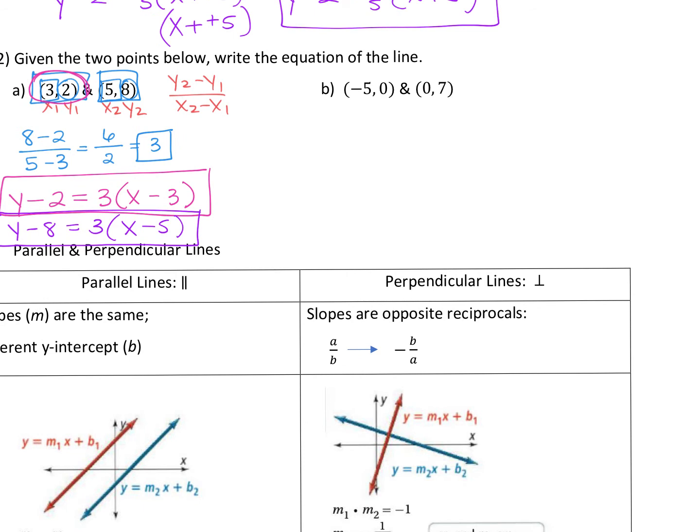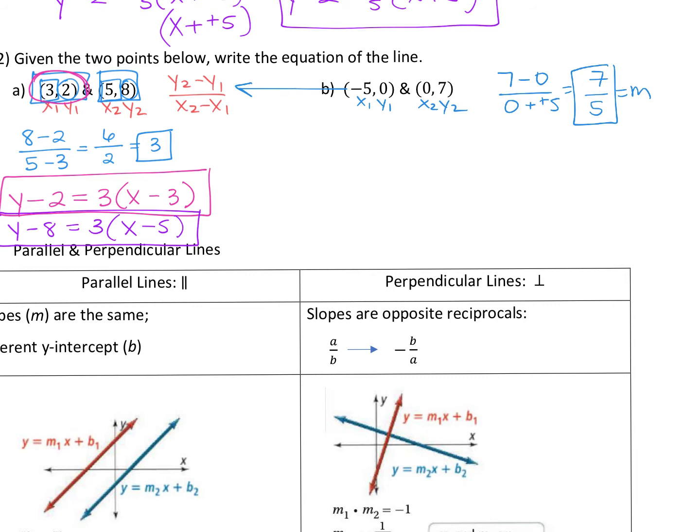It's 7/5. If we plug this into x1, y1 and x2, y2, we're going to start here and plug it into the slope formula. So 7 minus 0 over 0 minus a negative 5. So that's plus a positive, right? That's 7 over 5. Okay, so that's m. That's your slope.